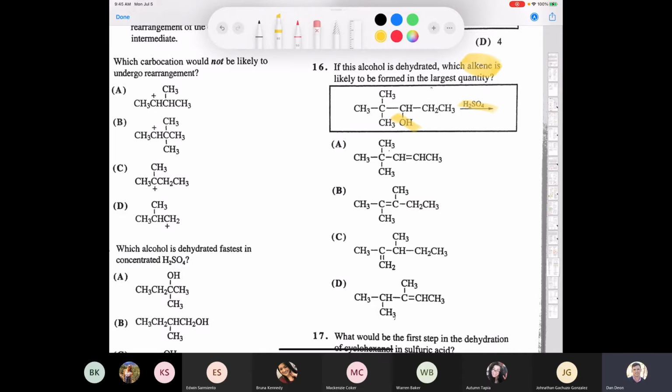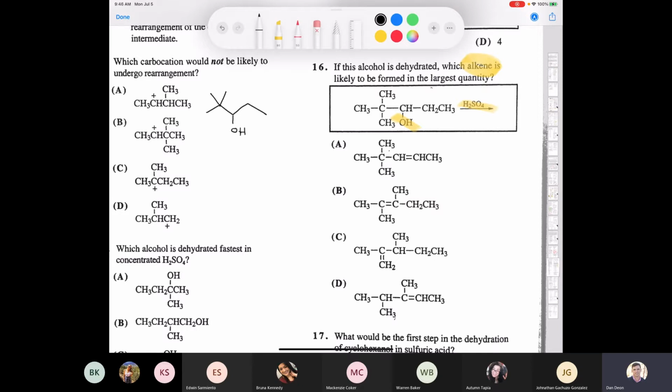Now we've got a secondary alcohol and we've got a strong acid. So I'm going to draw the bond line structure of the starting material, which would be this. We've got 1, 2, 3, 4, 5. Here's our hydroxyl, and then we have the two methyl groups over here. So this is our starting material.